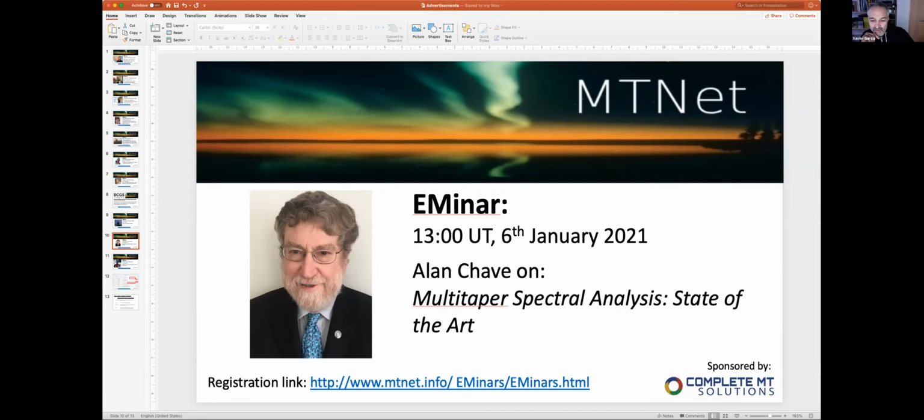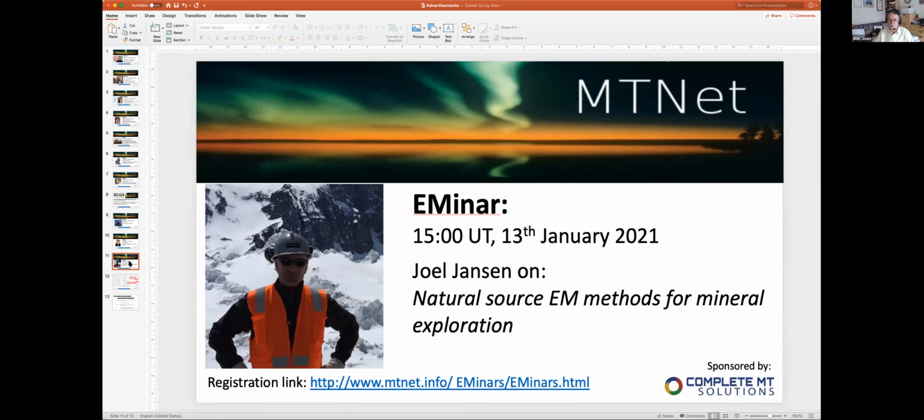Ah, here is the multi-taper spectral analysis. Yeah. Thank you, Alan. That is going to be really interesting. So just to follow up, Xavier's talk was an intro, and then we'll get in depth with Alan Chave, who's going to be presenting the first talk in the new year on multi-taper spectral analysis. And then after that, we'll have a talk from Joel Jensen on natural source EM methods for mineral exploration.